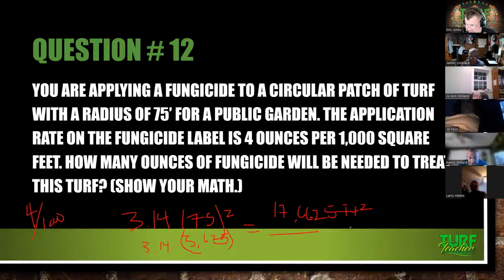Divide that by 1,000. How many blocks do we need? It's going to give us 17.66. We're going to multiply that times our 4 ounces, which gives 70.65. Yep, 70.65 ounces of product or fungicide needed for that job.